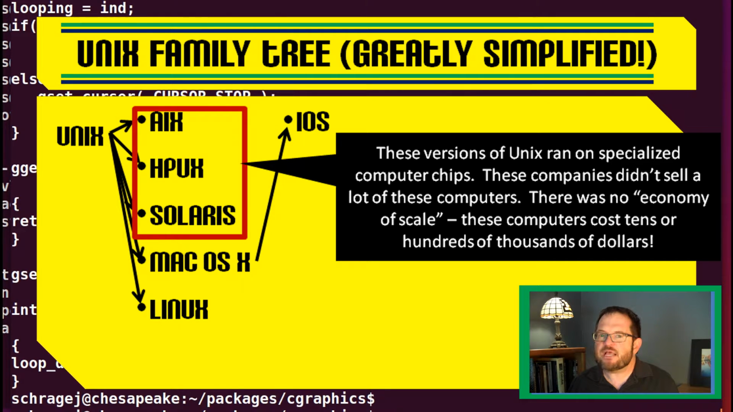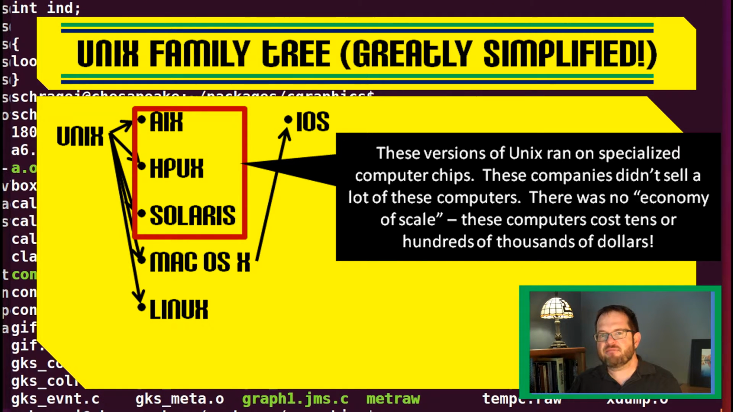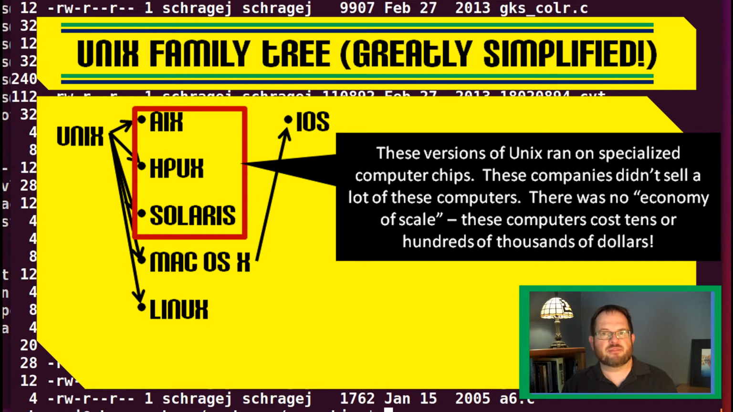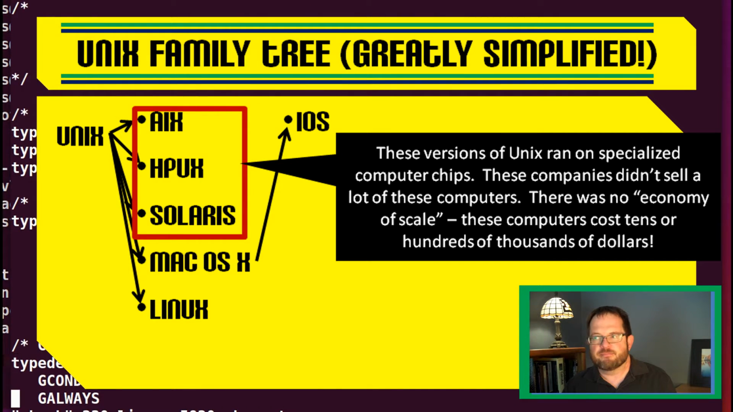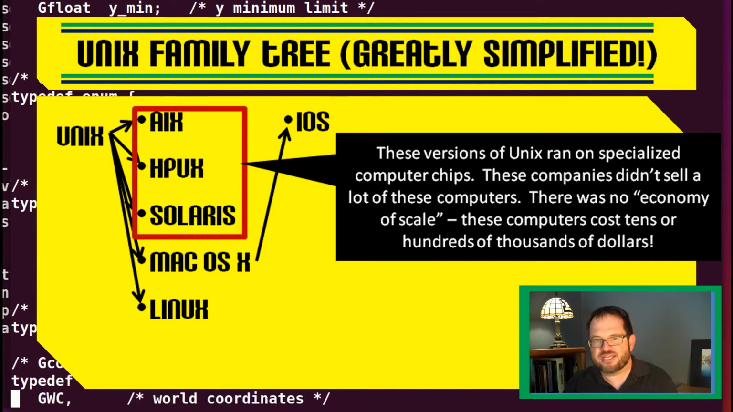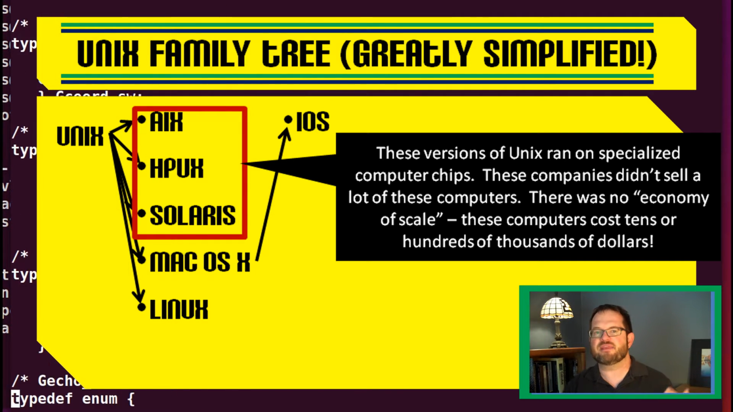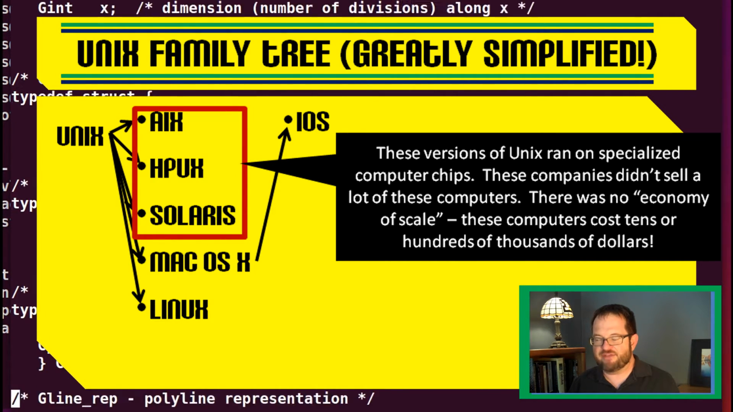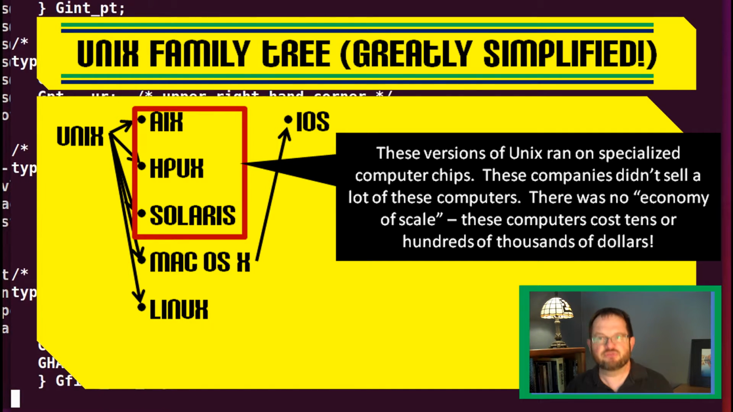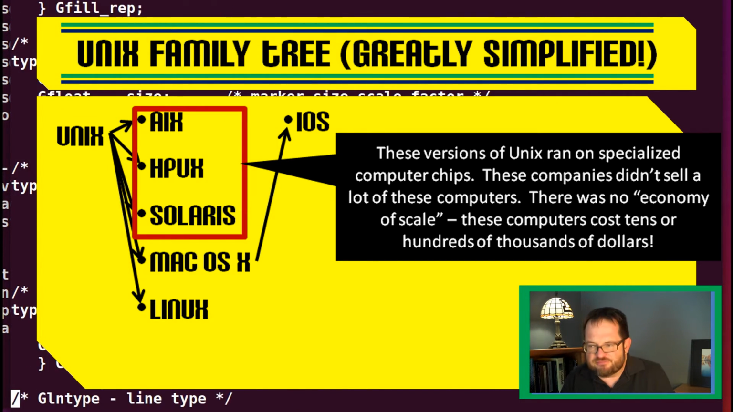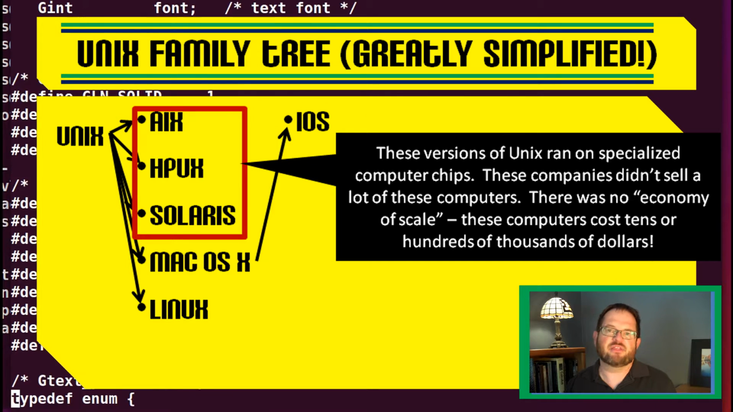But here's the deal. They didn't sell very many of those. An IBM server to run the databases at the IRS or something might cost a couple $100,000. They don't sell very many of those. There's no economy of scale. If IBM could sell millions and millions of those servers, the price would come down, but the price never comes down because they don't sell that many of them.